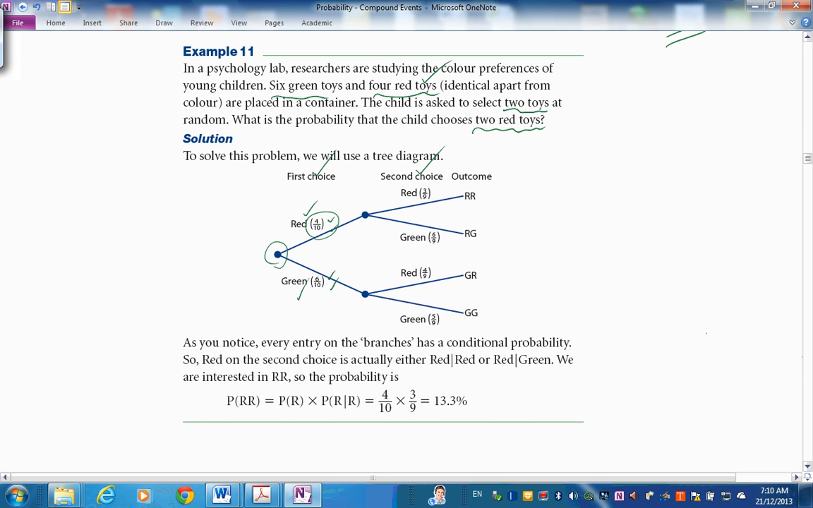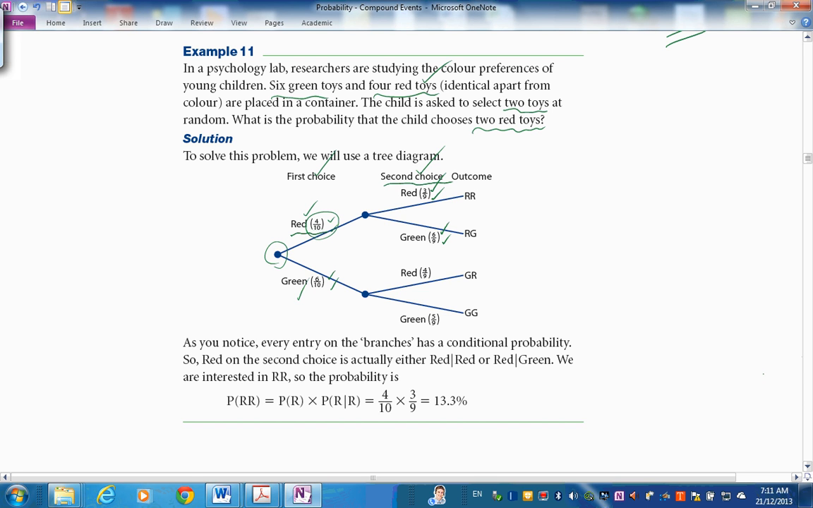Now, you're not going to put it back. They get a choice of 2 toys. So when they take one out, they're going to keep it. So what's on the second choice now? How many red have we got? 3, and the child didn't put it back, so it's out of 9. What have we got for green on the second choice, given that we chose a red? There's still 6 green, but they didn't put it back, so it's 6 out of 9.